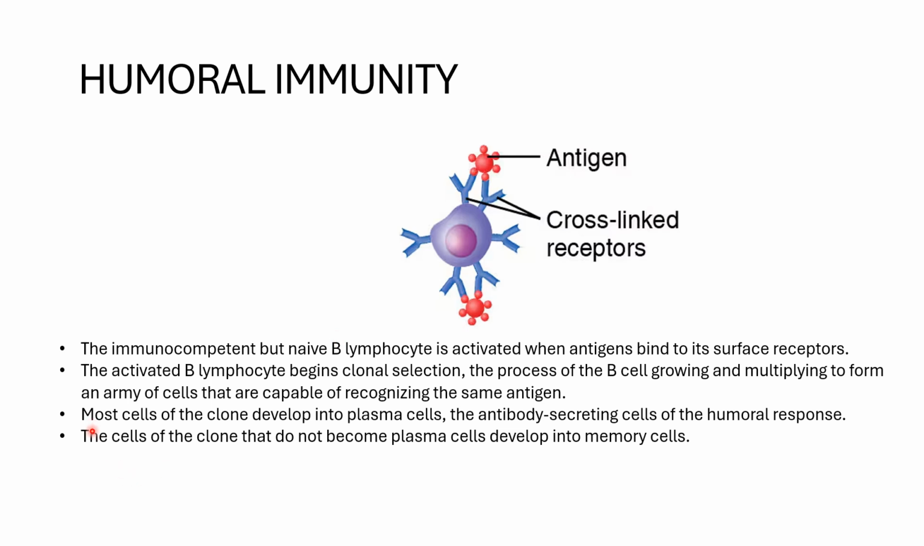And then most cells of the clone develop into plasma cells, the antibody secreting cells of the humoral response. And the cells of that clone that do not become plasma cells become the memory cells. So these lymphocytes, the adaptive immunity, has a memory. So next time when the same antigen attacks, those memory cells will take lesser time to become activated and to release antibodies and to get rid of the antigen.